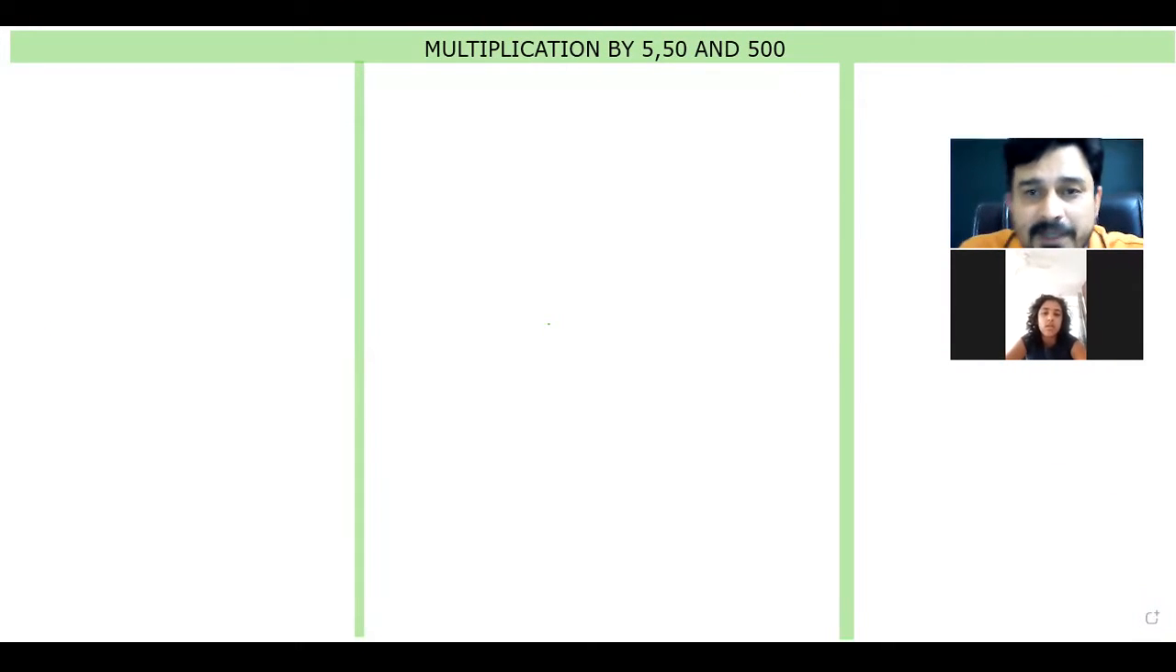The technique is multiplication by 5, 50 and 500. This is a very easy technique. Let us understand how to multiply a number by 5.